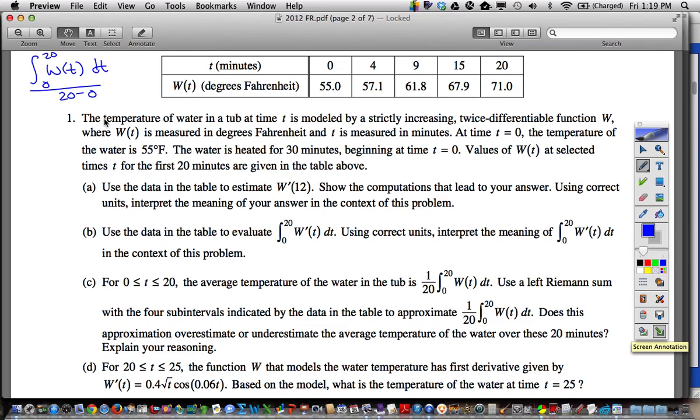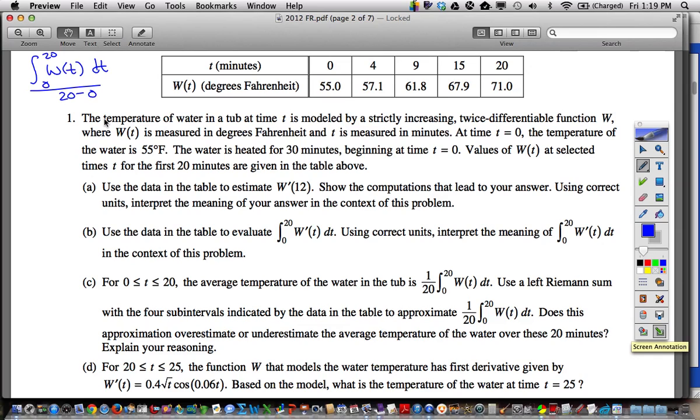It says for 0 to 20, the average temperature of the water is this. Now, I wrote it differently. This is how we remember average value of a function, right? That's a little formula we said we got to know. The average value of the W function is this integral divided by 20, b minus a. Sometimes they'll write the 1/20th out in front. But they just told you. You didn't have to memorize it this time.